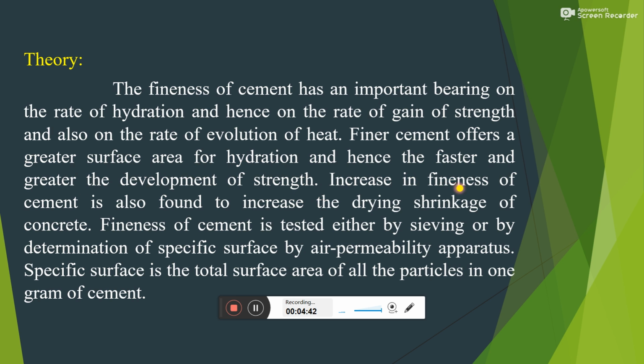So an increase in fineness of cement is also found to increase the drying shrinkage of concrete. Fineness of cement is tested either by sieving or by determination of specific surface by air permeability apparatus. Specific surface is the total surface of all the particles in 1 gram of cement. Here we are going to determine the fineness of cement by using the sieving process.